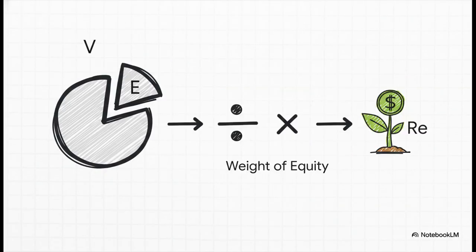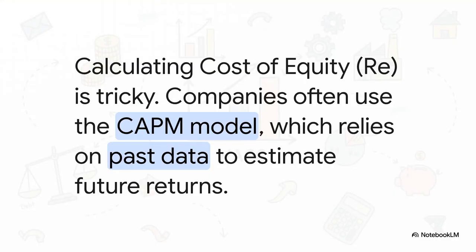So in the big WACC formula, here's how we handle the equity piece. You take the total market value of the company's equity, which we call E, and you divide it by the company's total value, V. That gives you the weight of equity. Then you just multiply that weight by the cost of equity, or RE. Easy enough, right? But here's the catch. Figuring out that RE value is where finance becomes more of an art than a science.